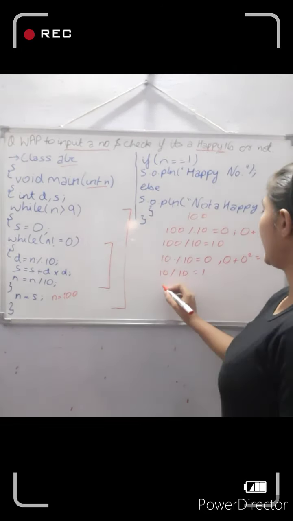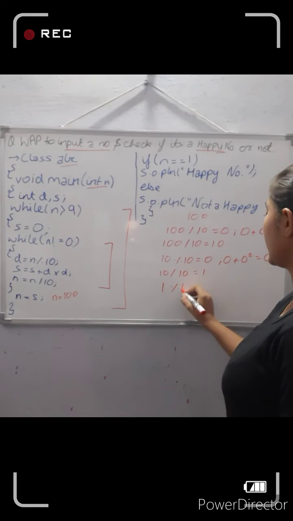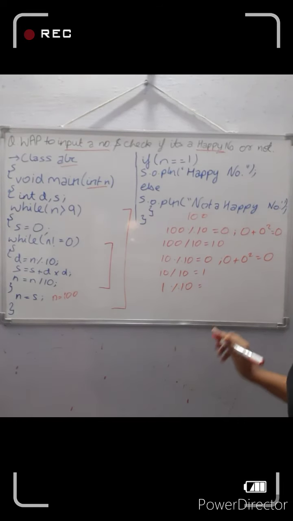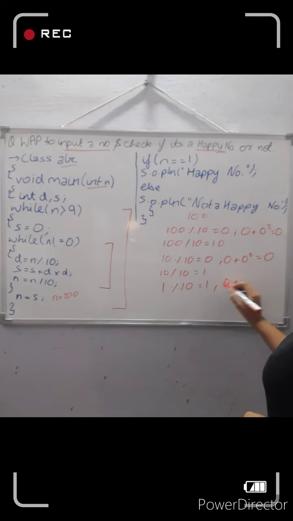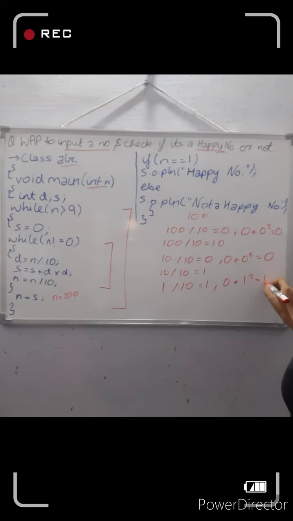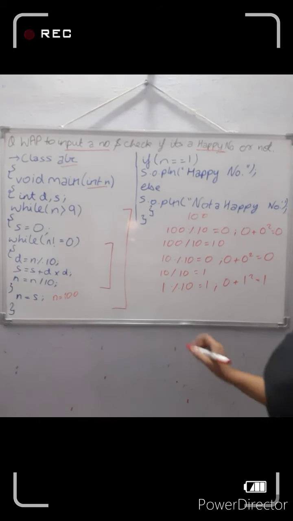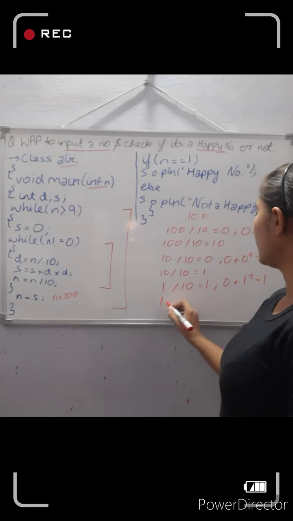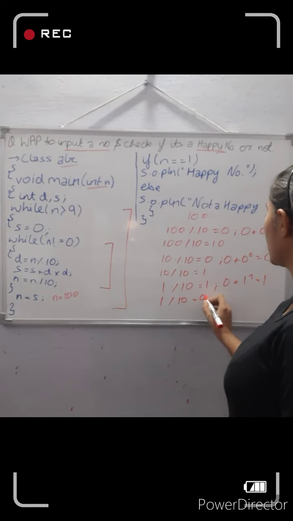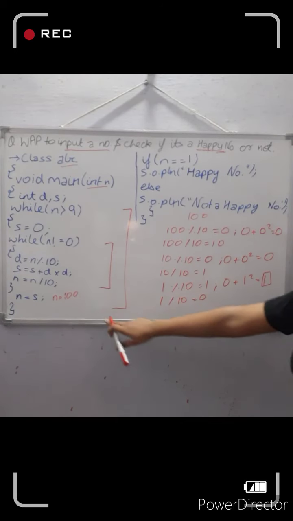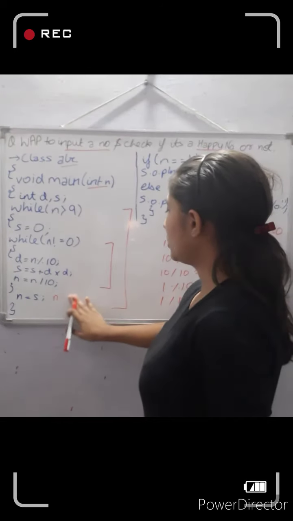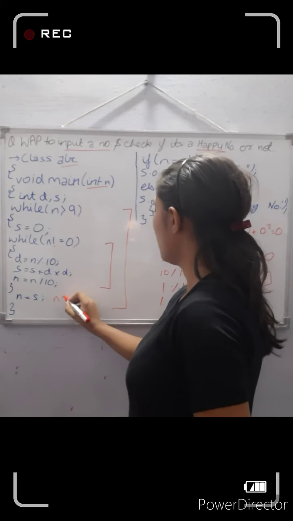So d is equal to n modulus 10, 1 modulus 10, we are going to get the remainder 1. So the value of s was 0. 0 plus the square of 1. It is 0 plus 1, 1. Now n is equal to n divided by 10. n is now 1 divided by 10. We get the quotient 0. Now the final value of s is 1. We are going to stop the loop over here, as the value of n is now 0. So now the final value of n is equal to s, which is equal to 1.